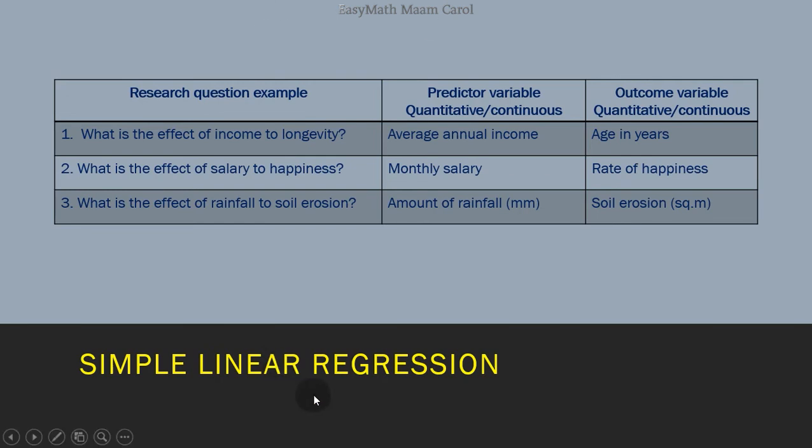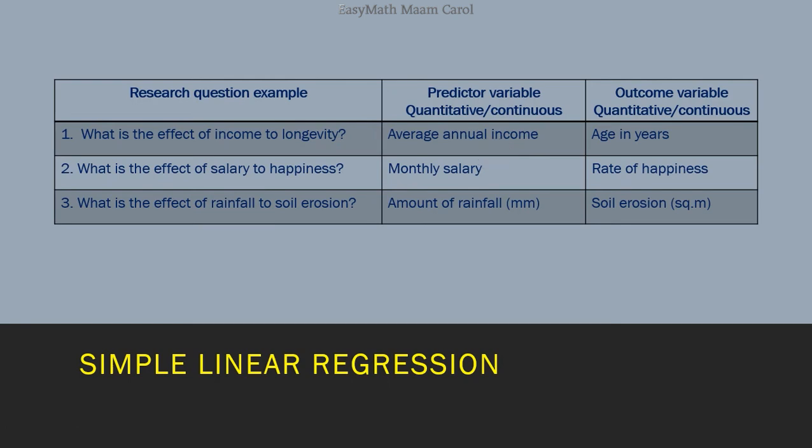Dito sa simple linear, pareho silang numerical. So, yung predictor mo, numerical. Yung outcome mo, numerical din. An example is, what is the effect of income to longevity? Ito yung buhay natin kung gaano ka ng kahabang taon na nabubuhay. Actually, ito yung age. Okay, so ang average annual income would be your predictor variable.